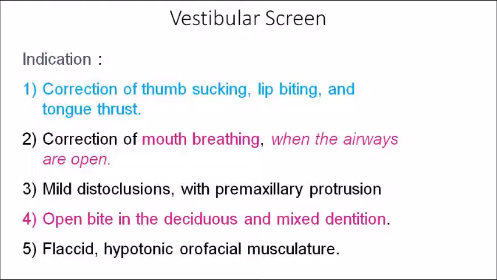Now, if it is a flaccid hypertonic orofacial musculature, these muscles will exert a force on the dentition and tend to narrow the arch. So, vestibular screens can be given in such cases so that they can protect or shield the dentition from this flaccid hypertonic orofacial musculature. So, these are the indications of a vestibular screen.